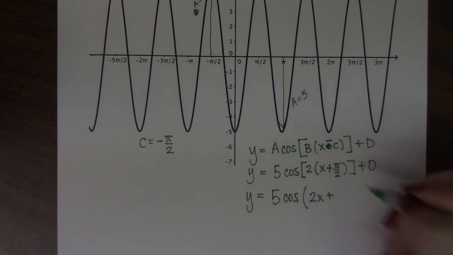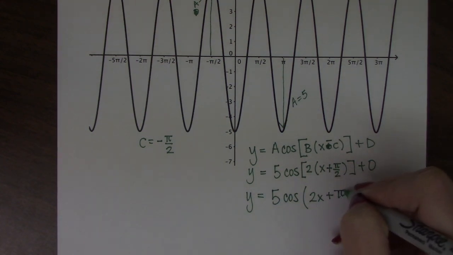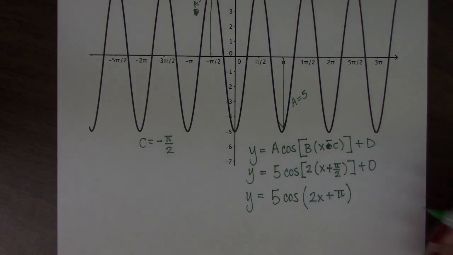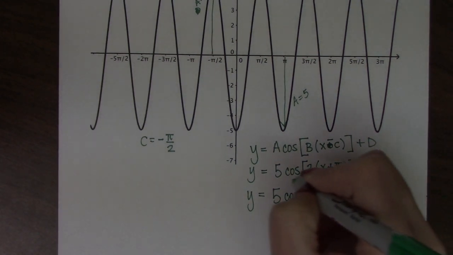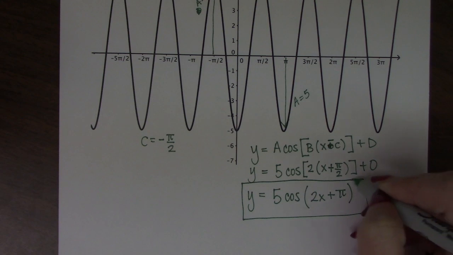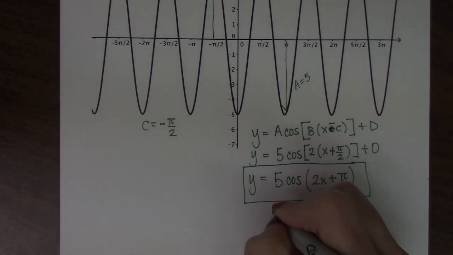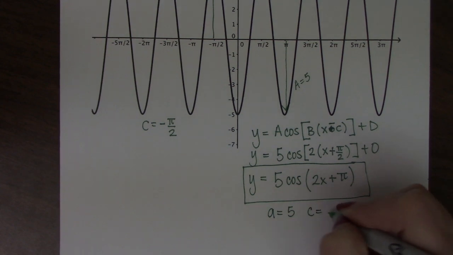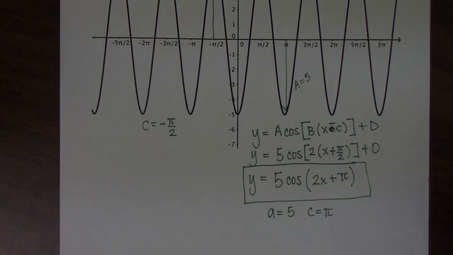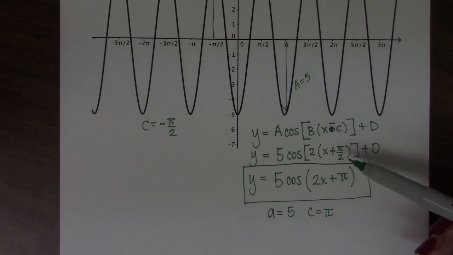When I multiply 2 times pi over 2, the 2's cancel, and I just get pi. And we don't need to write the 0 because it's plus 0. So there is my wave. And so A, little a is 5. Little c is positive pi, right? And once again, if you weren't reading this properly, students would say the wave was shifted pi to the left. The wave was actually shifted pi over 2 to the left.